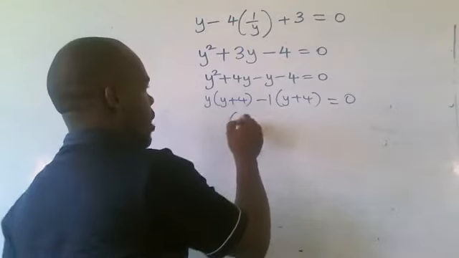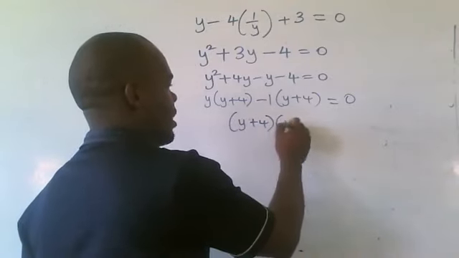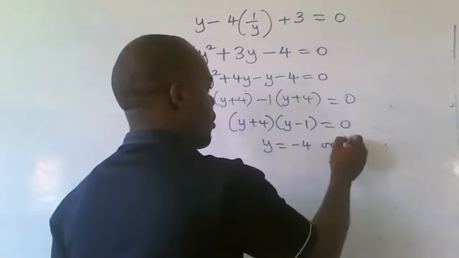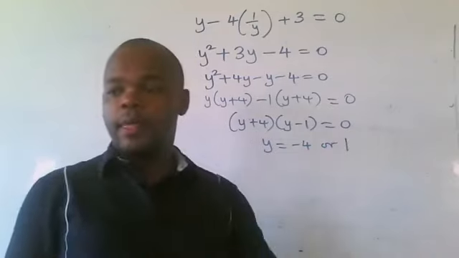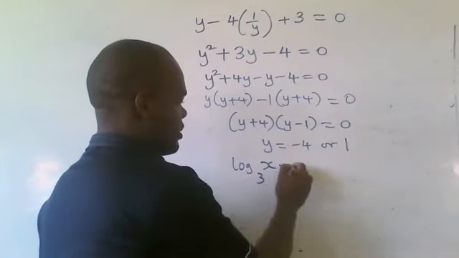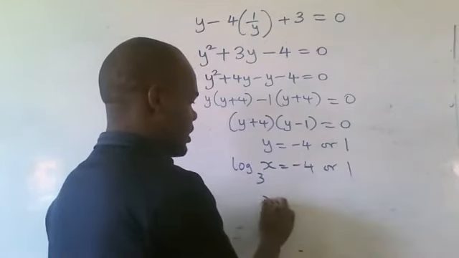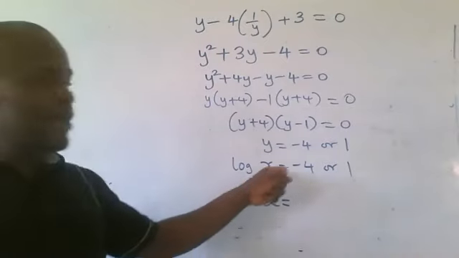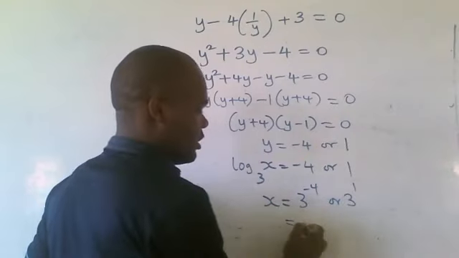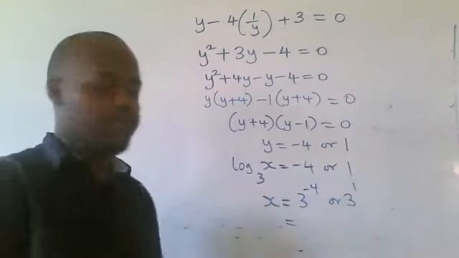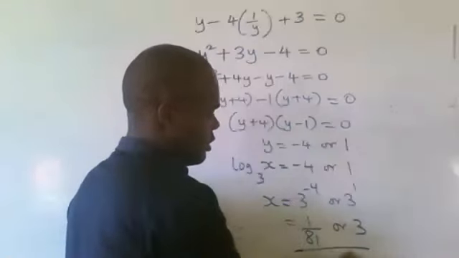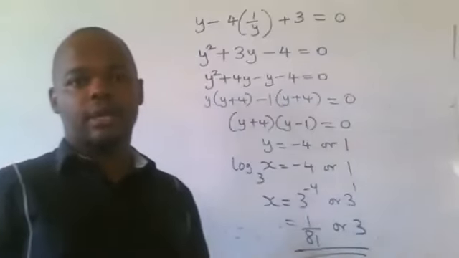So this is y plus 4 into y minus 1 is equal to 0, so y equals -4 or 1. You come back to the question and say log x to base 3 is -4 or 1. So what is x? x will be 3 power -4 or 3 power 1. And what is 3 power -4? It is 1 over 3 power 4, which is 1 over 81. So it is 1 over 81 or 3, and that is the answer.